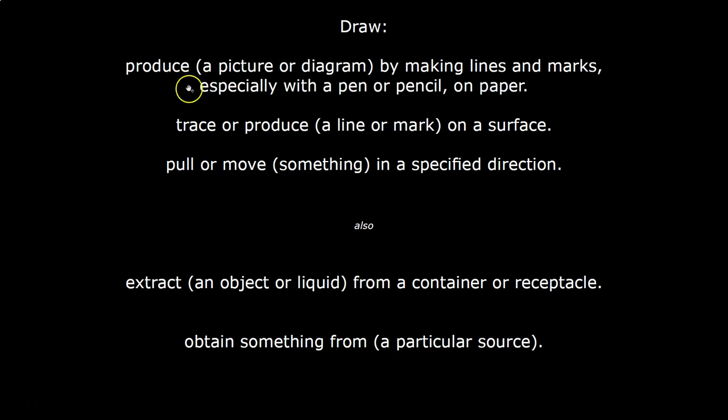Those definitions have to do more with making a picture, so drawing onto, if you look at the top one, to produce a picture or diagram by making lines and marks, especially with the pen or pencil on paper. This is taken from older meaning of the word draw, which is just to pull or move something in a specific direction or to drag something across. So if you think of like a horse-drawn buggy.